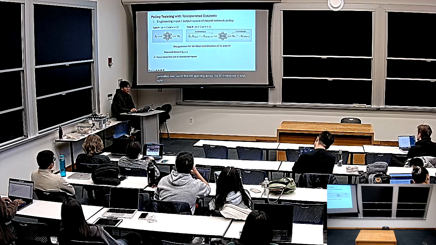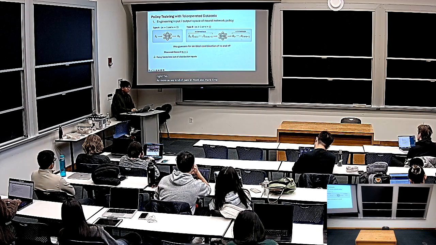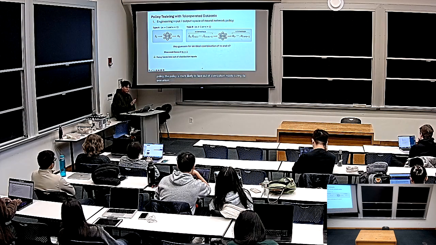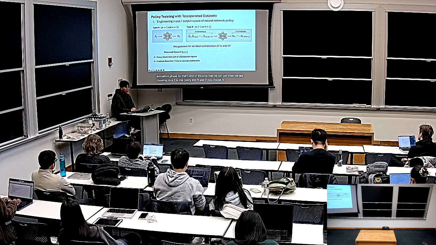So as we pass in more and more time steps as an input to the policy, it is more likely to face out of distribution inputs during its evaluation phase. So that's one of the pros that we get when we choose M equals 1 in this policy. And if we choose M equals 1, it also enables reactive failure recovery behaviors.